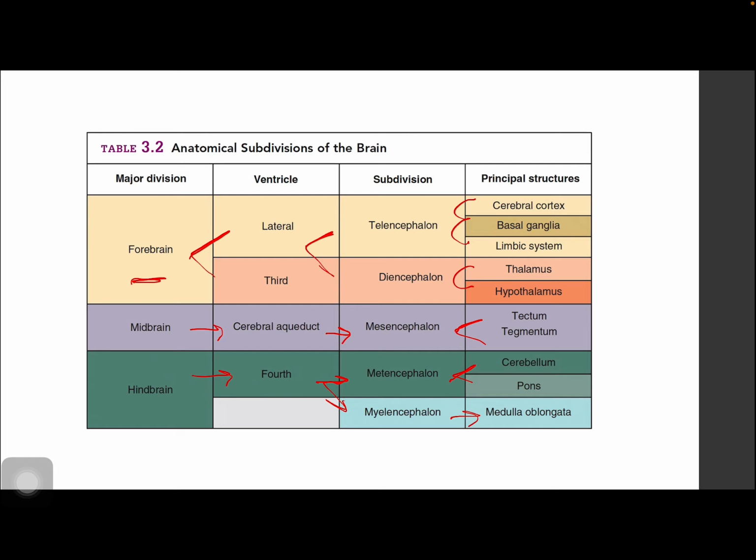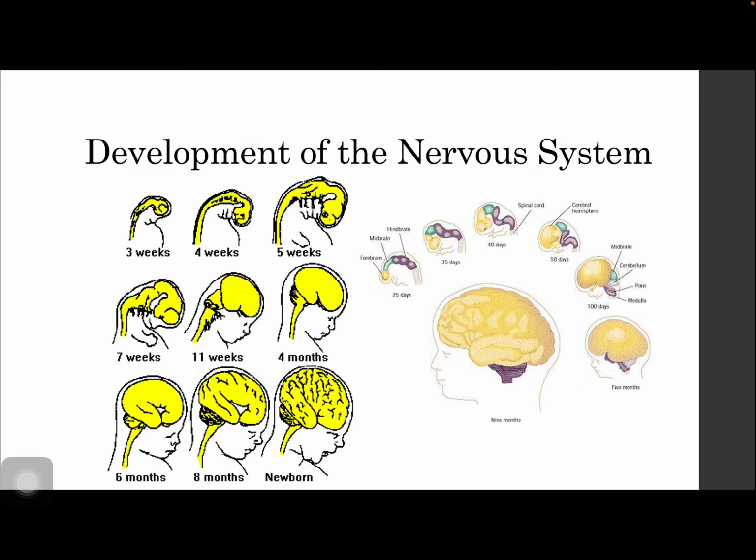And here we can see even further how the course of development occurs. Starting at 3 weeks, it doesn't look like a distinguishable brain, but the process is occurring. Here we can see 25 days, just as we talked about earlier, the forebrain, midbrain, and hindbrain very clearly starting to develop into the structures needed to then migrate to the places that they end up being in the brain.